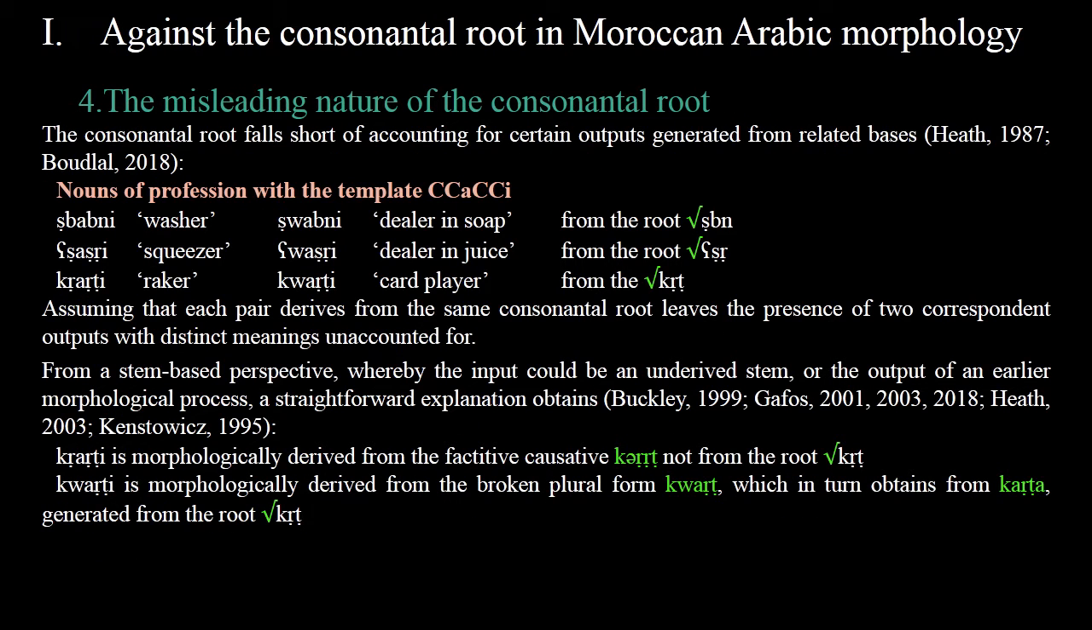The consonantal root falls short of accounting for certain output generated from a related basis. To see how this works, consider the following nouns of profession. So we have sbabni, washer, and we have swabni, dealer in soap, both from the root sban. Krarti, raker, and quarti, card player, both from the root cart.